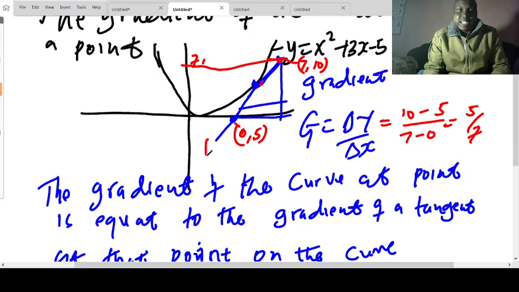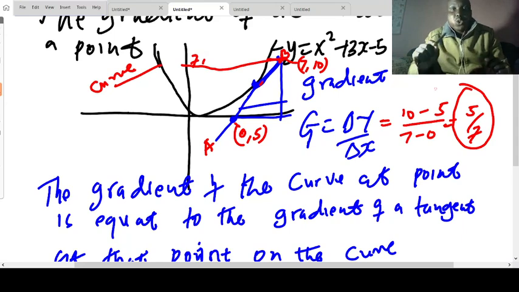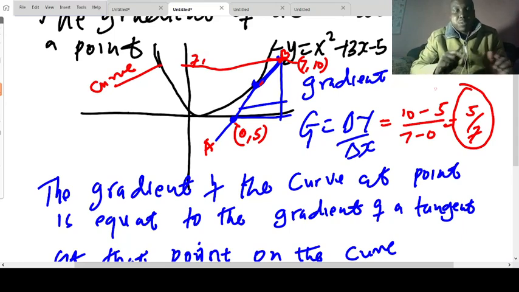Let me call this tangent AB. So that gradient will be equal to the gradient of this curve. The gradient of this curve is the same as this one. Very important to note. Keyword: the gradient of the curve at that point is equal to the gradient of the tangent drawn at that point. You draw the tangent at that point, calculate the gradient of that tangent, and you get the gradient of the curve.